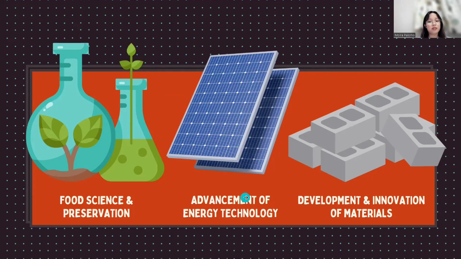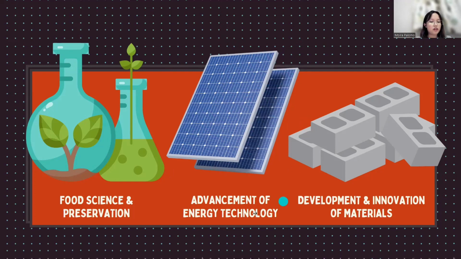The next one is advancement of energy technology. Understanding the states of matter is crucial for developing efficient and effective energy technology. Here we can see a solar panel. The solar panel relies on the sun's energy, which comes from a state of matter called plasma, as we discussed earlier. The hot, energetic plasma state of the sun is the ultimate source of the light energy that the solar panel converts into electricity for a house or anything.